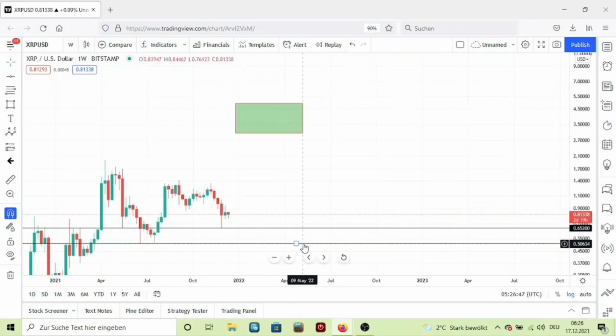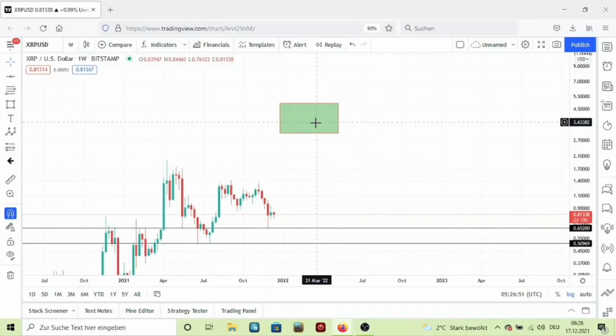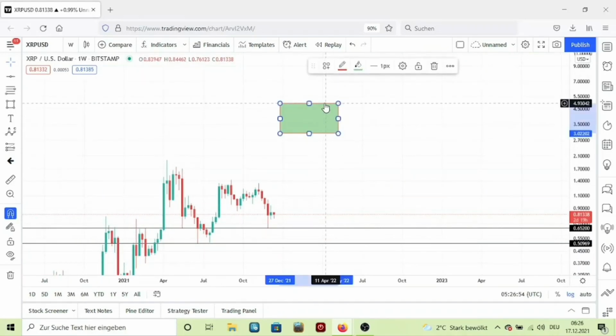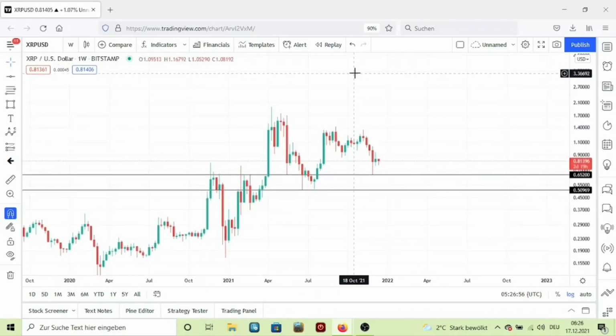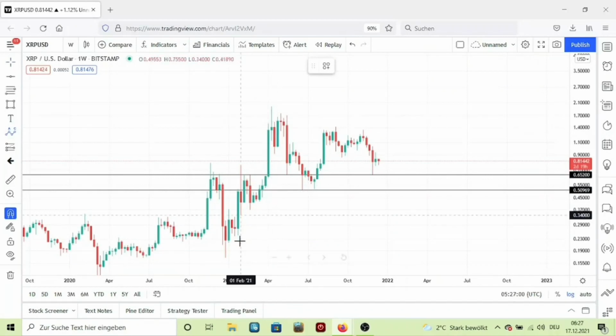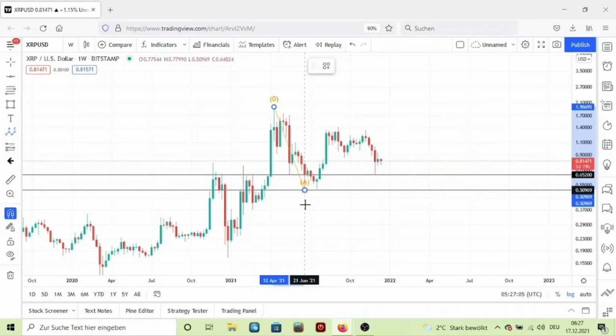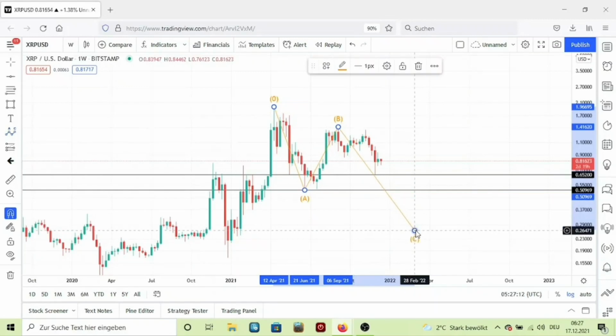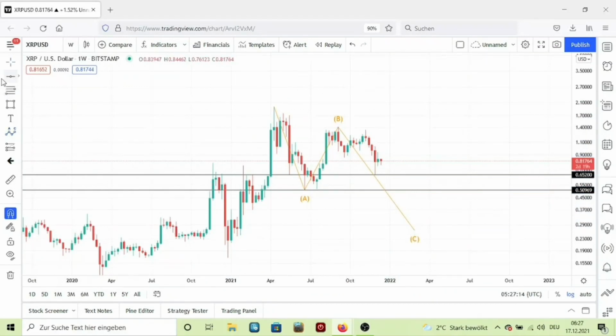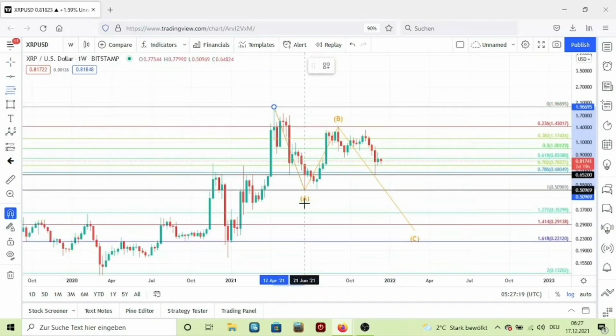What we don't want to see is a drop below this box, because that would mean that we are still in a corrective pattern, which would then be something like this. So wave 1, and then from here A, B, and the C would be pretty bad then. Let's be honest. I will draw the fibs now and show you. So this is really what we don't want to see.